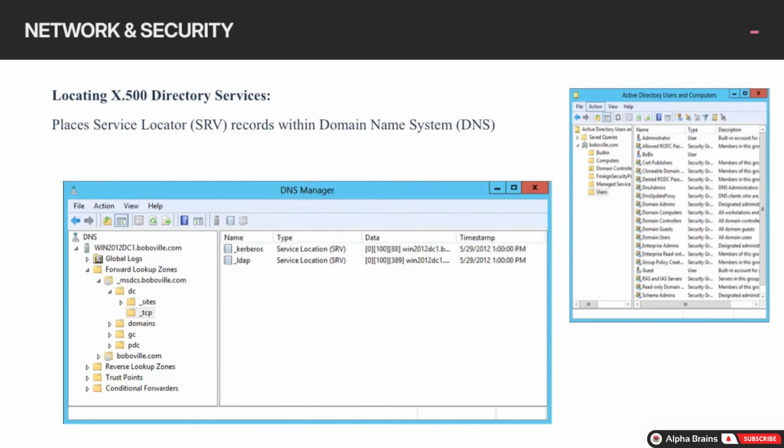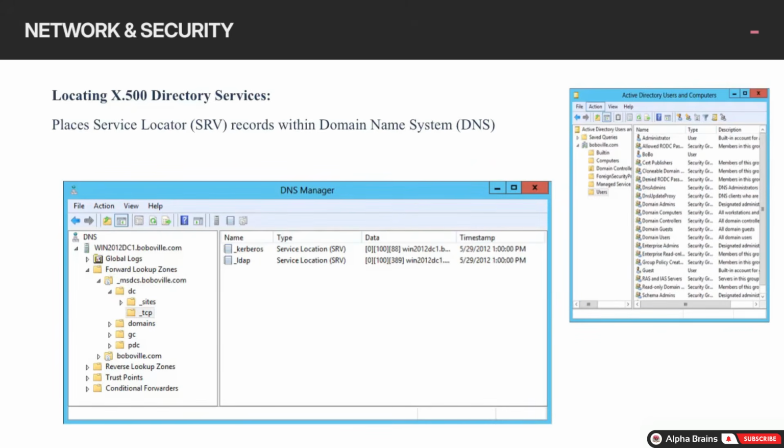And as we see in the dialog down below, inside DNS, we have mappings for Kerberos and LDAP in this one example. And we see that these are service location records. And if you look under data, you'll notice that there's a section. One of them is listed as 88. The other is listed as 389. Those are the port numbers that these services use. So Kerberos is going to use port 88 and LDAP is going to use port 389.